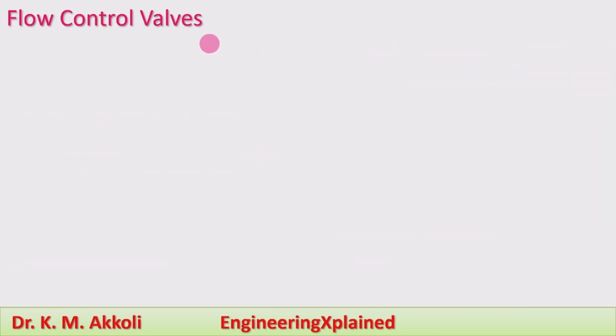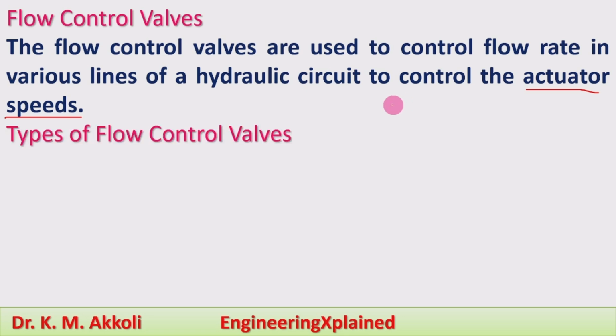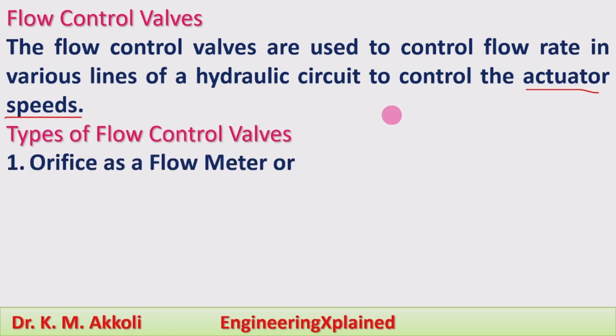Next type of valves are flow control valves. The flow control valves are used to control the flow rate in the various lines of the hydraulic circuit to control the actuator speed. If the flow rate is higher, the actuator speed will be higher. If the flow rate is less, the actuator speed will be less. Whatever speed is required at the output will be controlled by the flow rate of the fluid in the system.